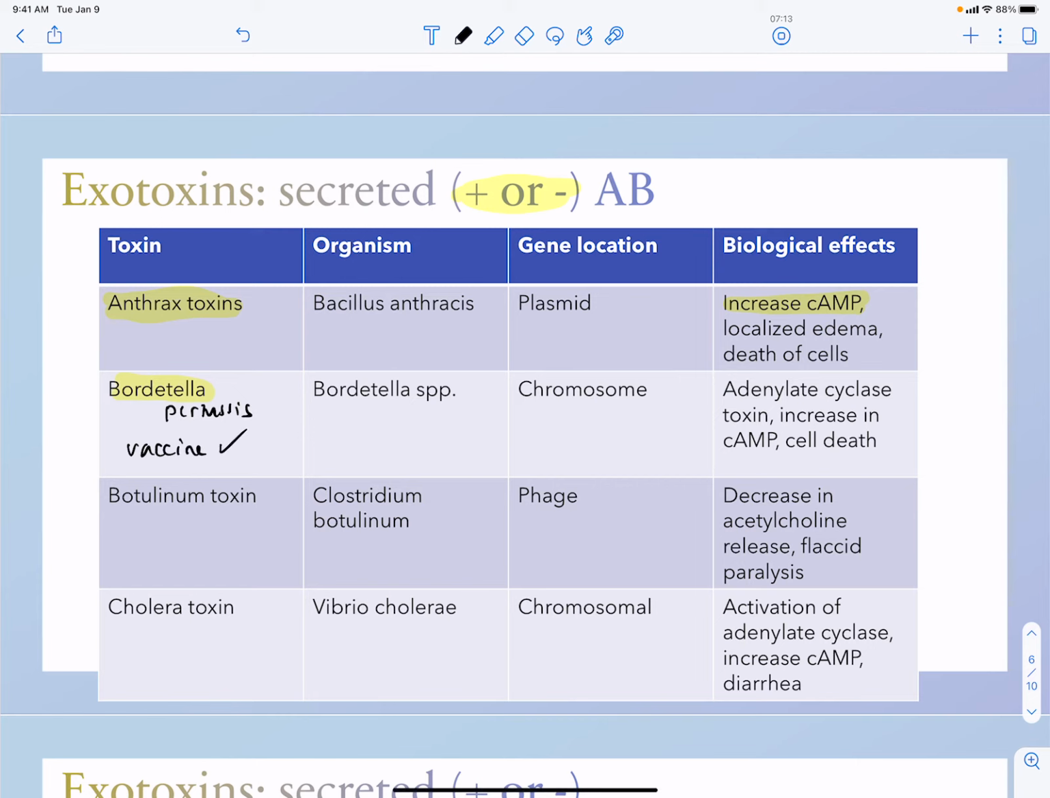And Bordetella pertussis toxin is going to also increase cyclic AMP. It does this through targeting adenylate cyclase, and then this is going to lead to cell death as well. Botulinum toxin, Clostridium botulinum, is going to decrease acetylcholine, and so you're going to get flaccid paralysis, and it's oftentimes going to present in the face first, so someone's going to look very droopy. Cholera toxin, Vibrio cholera, again, you're going to activate adenylate cyclase, and this leads to massive diarrhea, massive fluid loss, and if fluids aren't replenished quickly, the person can succumb to that loss.